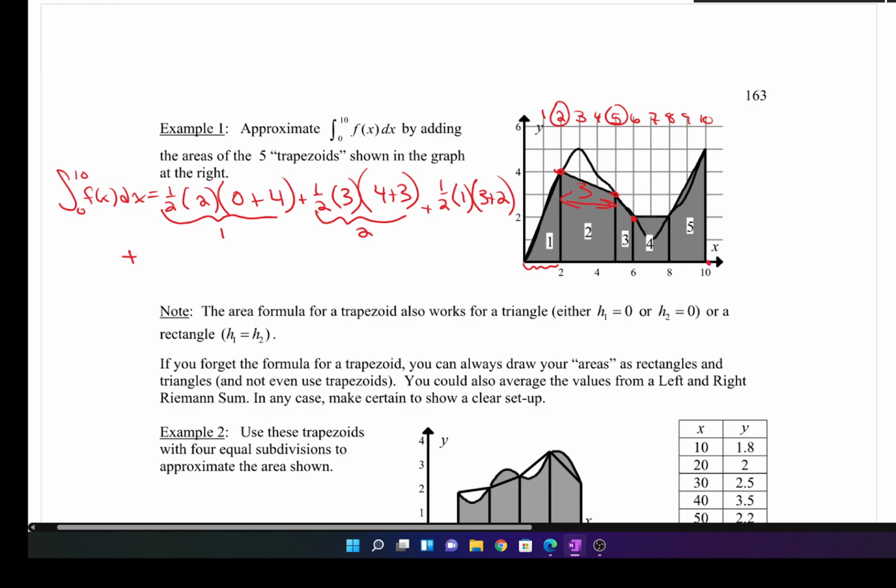And I'm just erasing that because it's not part of this. And then a 1/2, and that's the third trapezoid. And then I have the fourth trapezoid, which this width is from 6 to 8. So that's a width of 2. And then I have these two heights, which is a 2 plus a 2. And then that was the fourth one. And then the fifth one is going to be from here to here. That's a width of 2. And then the two bases are going to be a 2 and a 5.